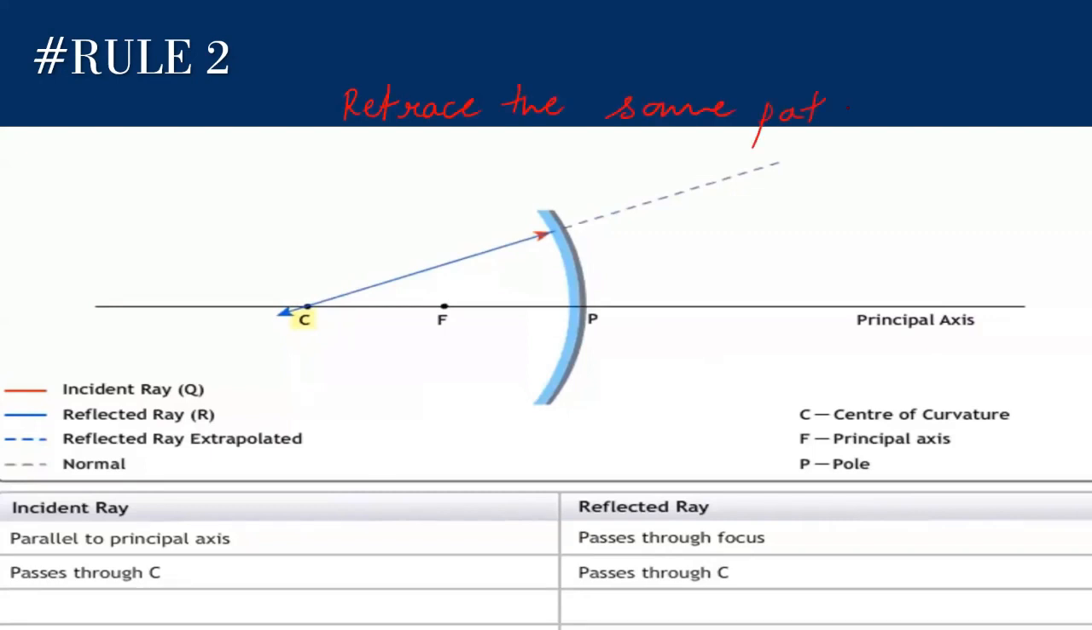So again, for example, this is your concave mirror. This is the center of curvature and this is the focus. I have a ray of light passing through the center of curvature like this. I have some object over here and the ray of light is passing through here. Okay, so this is the point of incidence. Now from this point of incidence, this ray of light will get reflected back in the same manner. It will not get deviated here or there. That means it will retrace the same path. That's your rule number 2. If it passes through C, the reflected ray will also pass through C. It will follow the same path.